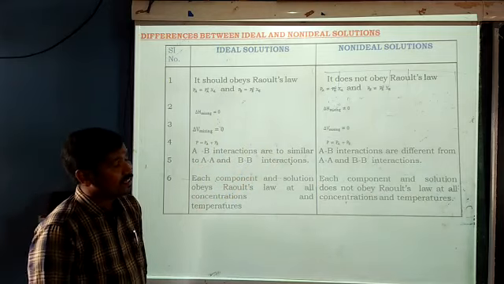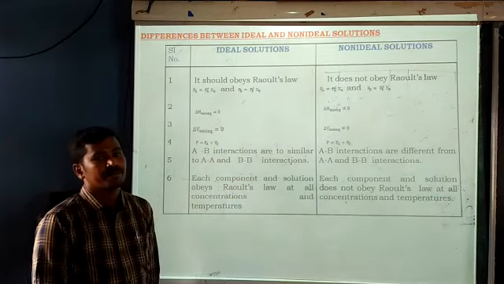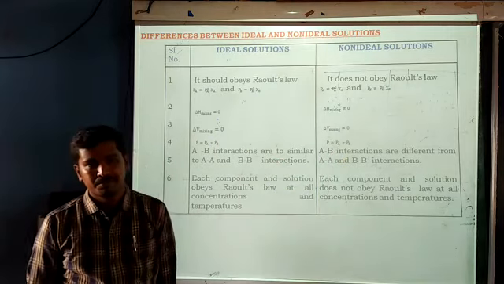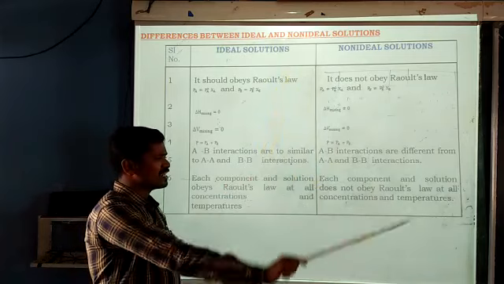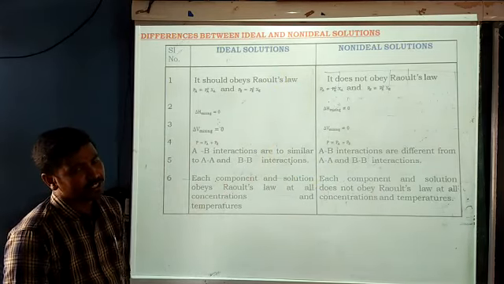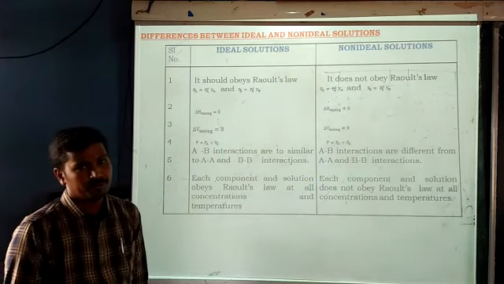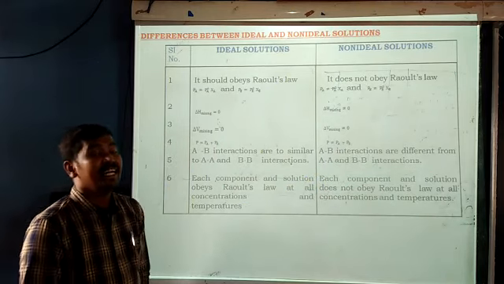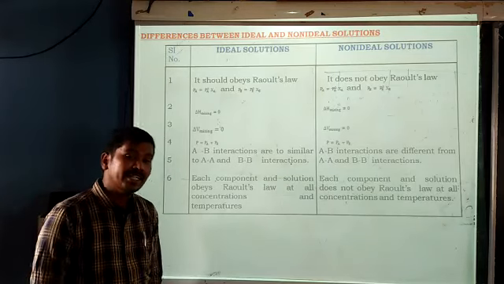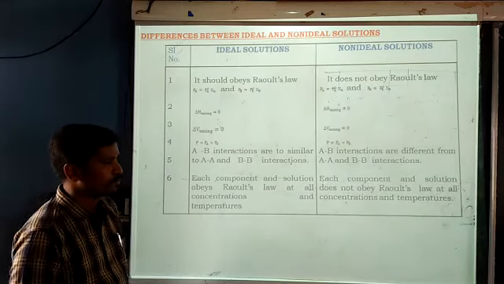But if we consider non-ideal solutions, they are different. That means AB interactions are different from AA interactions and BB interactions. I have given the reasons also. AB interaction is less in case of positive deviation. AB interaction is higher in case of negative deviation.